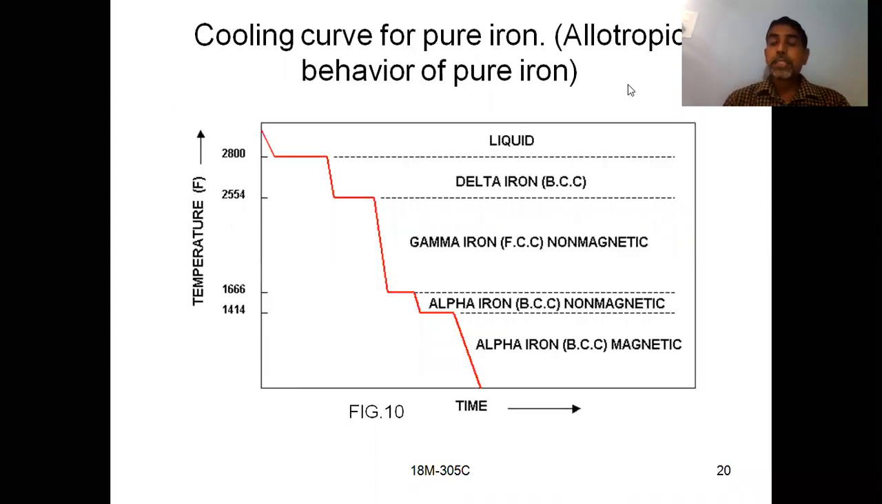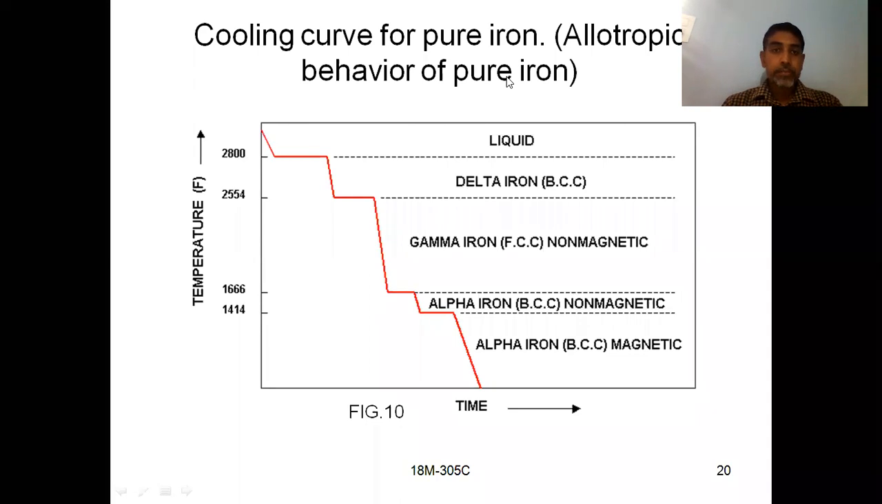See here, this is a very, very important question. Allotropic forms of pure iron. Just now I told you, when you cool it, you are having different crystal structures. See here, I will explain polymorphism as well as allotropy by using this diagram.